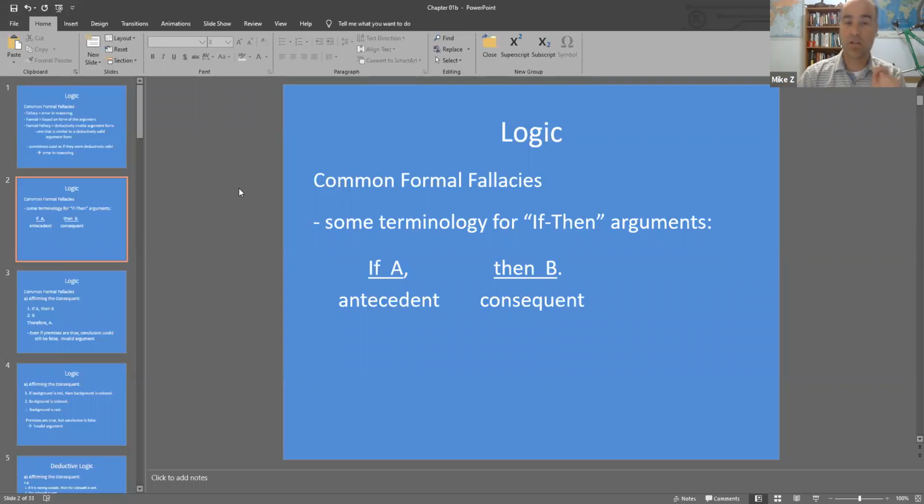Okay, so just a little bit of terminology here, first of all, for the examples of formal fallacies are going to involve these sort of if-then arguments. And so we need to establish these terms. So the if part of an if-then statement is called the antecedent. So if the overall statement here was if A then B, the if A part of it would be the antecedent, whereas the then B part of it is called the consequent. And it'll be obvious why we need to establish these terms.